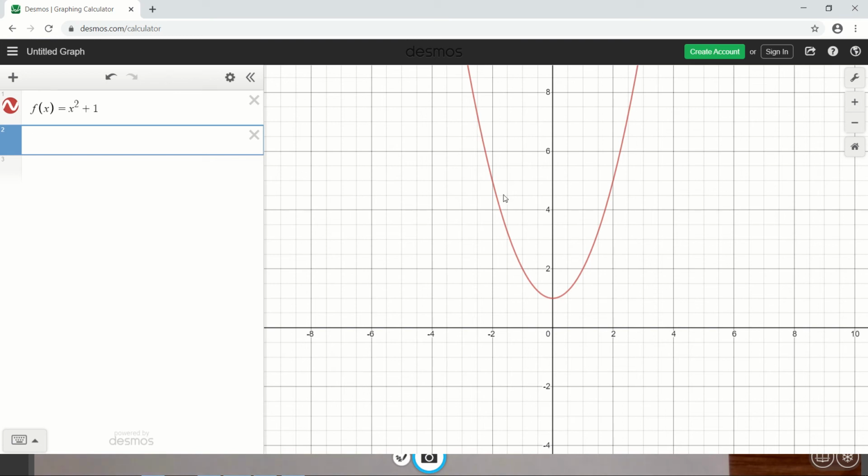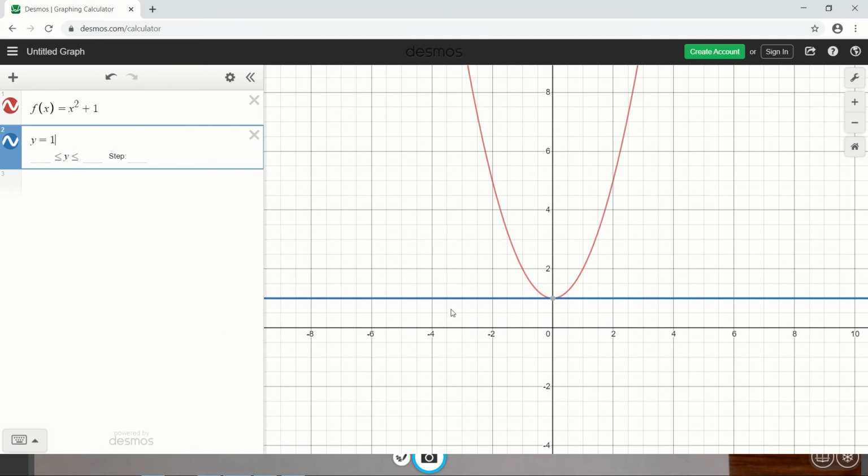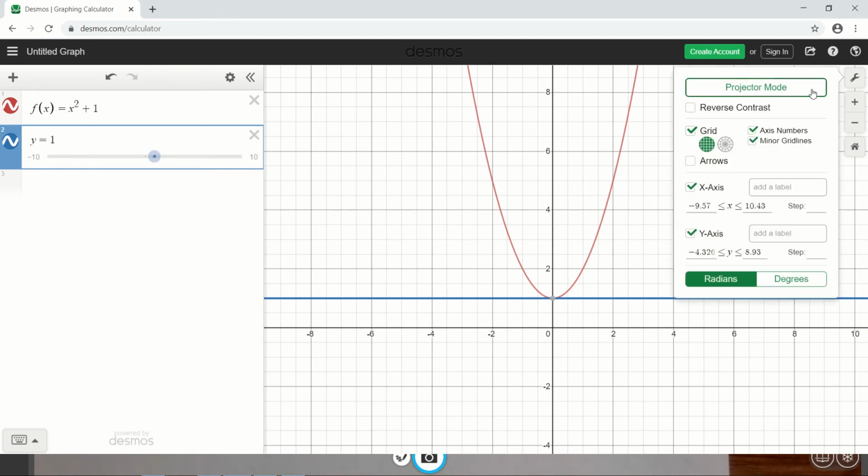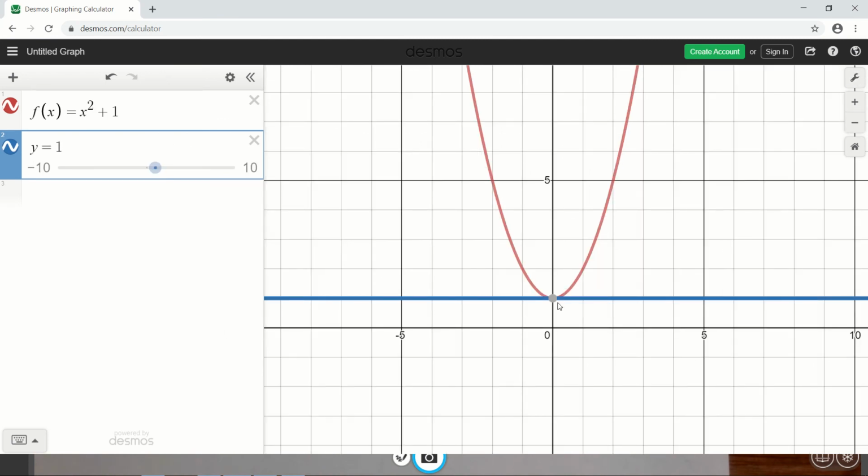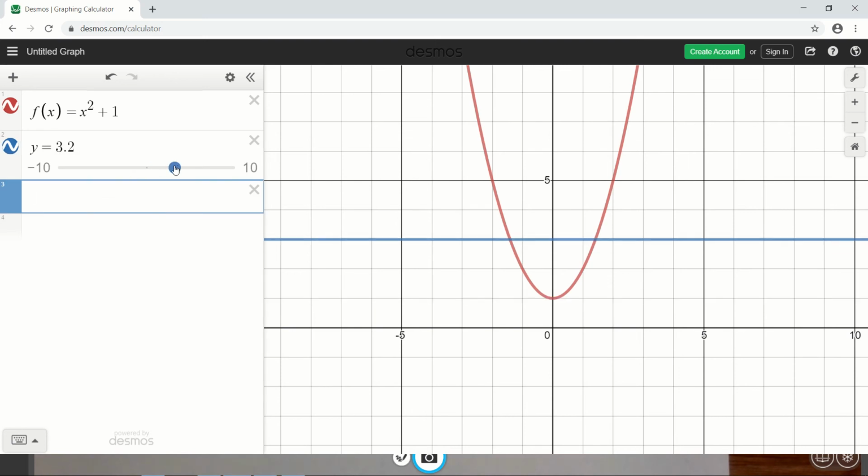But here's the deal. I want to know what my outputs are. So I'm going to click on my little red graph here. You see that point right there? That is at 0, 1. So my outputs, my y values, are at 1. So if I did type y equals 1, see that horizontal line that just showed up? I'm going to make this projector mode a little bit bolder. There we go. Y equals 1. And if I was to move this line upward, which I'm having a very difficult time doing. Oh, wait, here we go. There we go, got it.